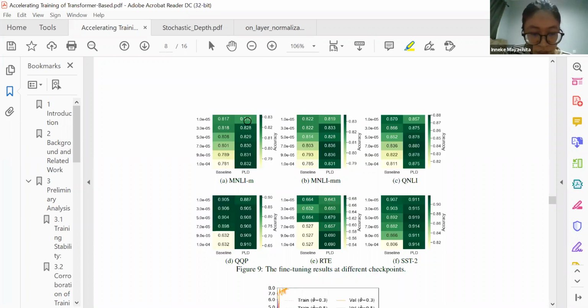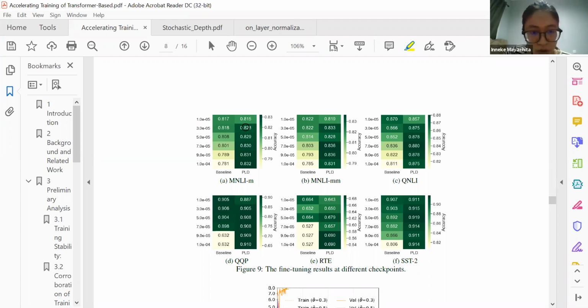Okay, we will see that with the higher learning rates, okay, we can see the lighter color means lower learning rate, and the darker color means higher learning rates. We can see here with the higher learning rate, the performance is way better compared to baseline. And this occurs in all of the datasets, all of the benchmarks they use, which is really good.